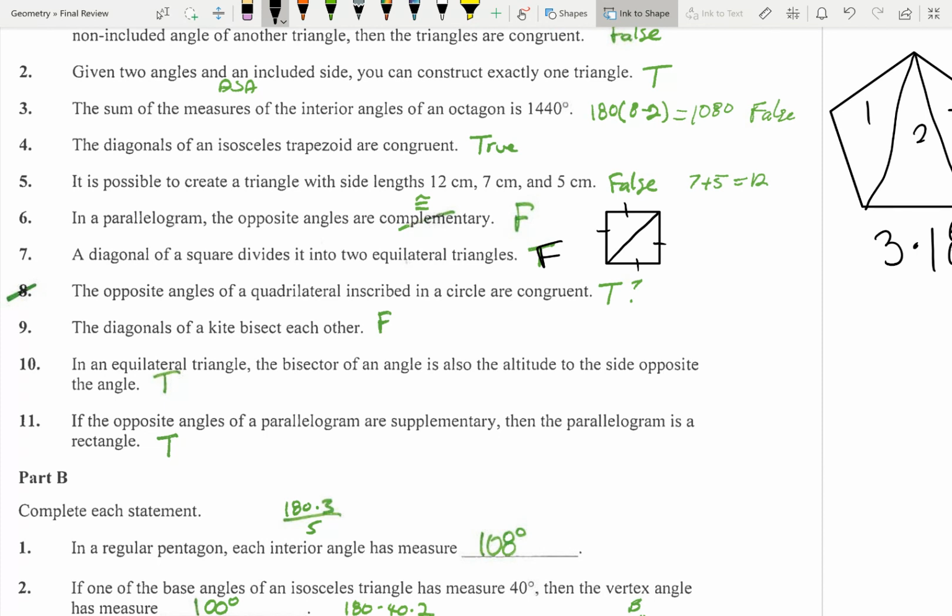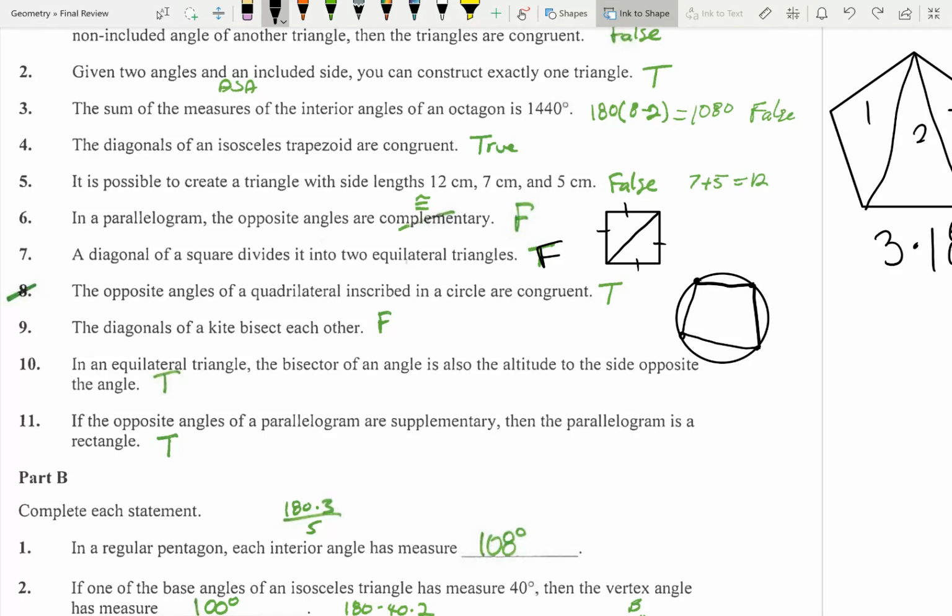Opposite angles of a quadrilateral inscribed in a circle are congruent. It's marked true with a question mark and crossed off. Well, it shouldn't be crossed off. It's definitely fair game. Let's take off this question mark and solve this, shall we? We need a circle first of all, and then a quadrilateral inscribed inside of it. 1, 2, 3, 4.